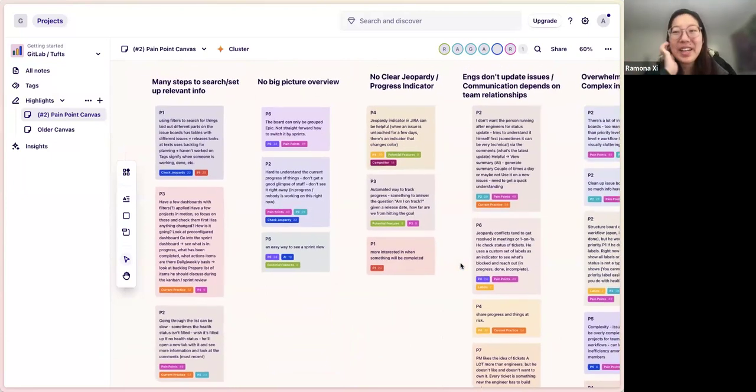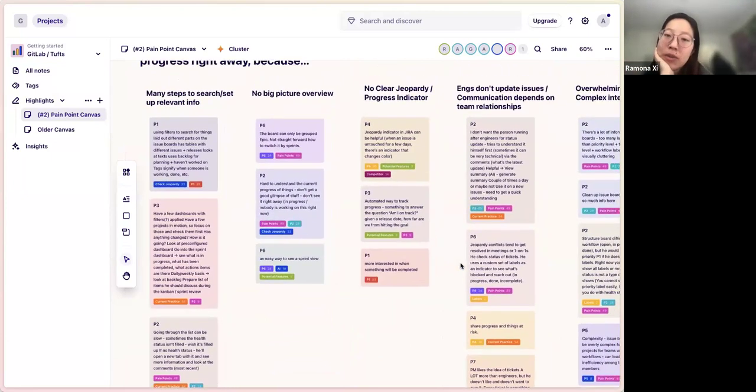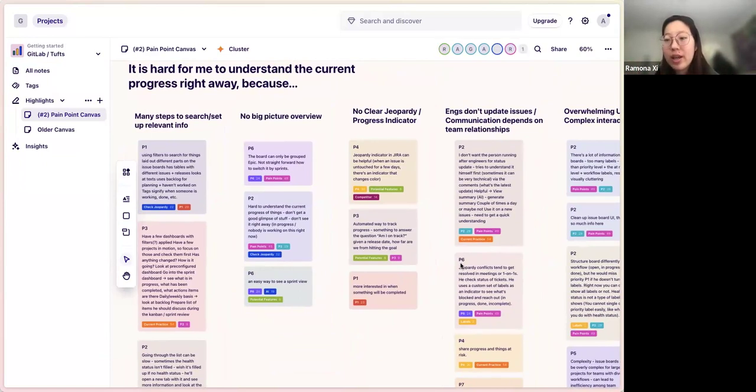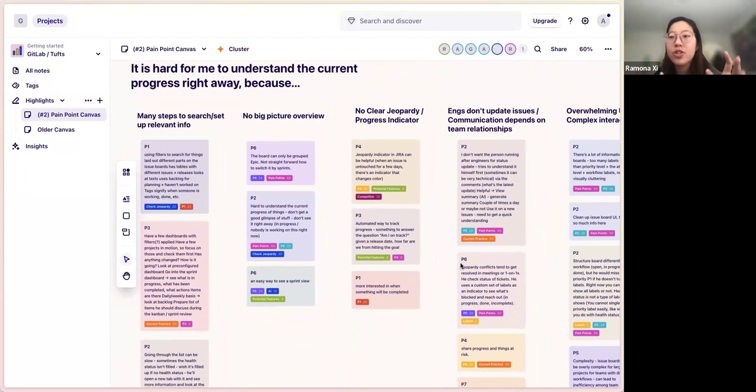Go ahead, Ramona. I think for labels, another thing that one of the interviewees said is that in each issue, the order of labels is different. So let's say the word "progress" can show up in the first place, or in the middle, or in the last.